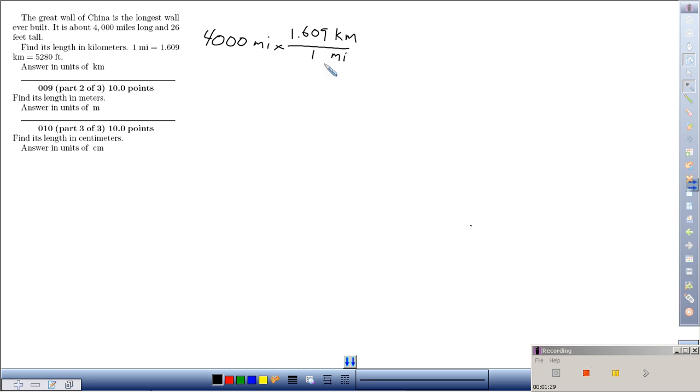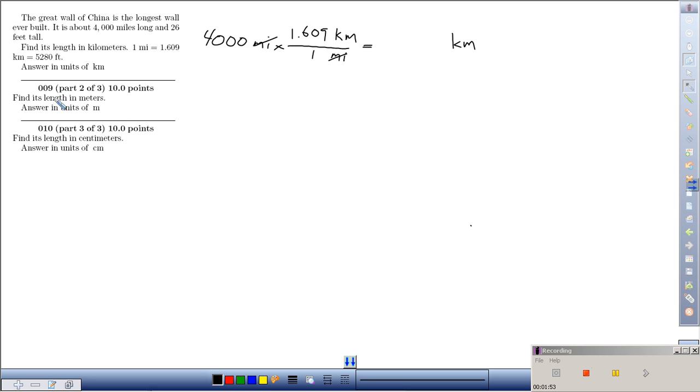Now, since 1 mile is the same as 1.609 kilometers, the top and the bottom are the same here. I have miles as units here, and miles as units here. That means this miles cancels out this miles. So 4,000 times 1.609 will give me my number of kilometers. I'm not going to do the math for you, I'll let you do that. So that would be my answer to number 8.